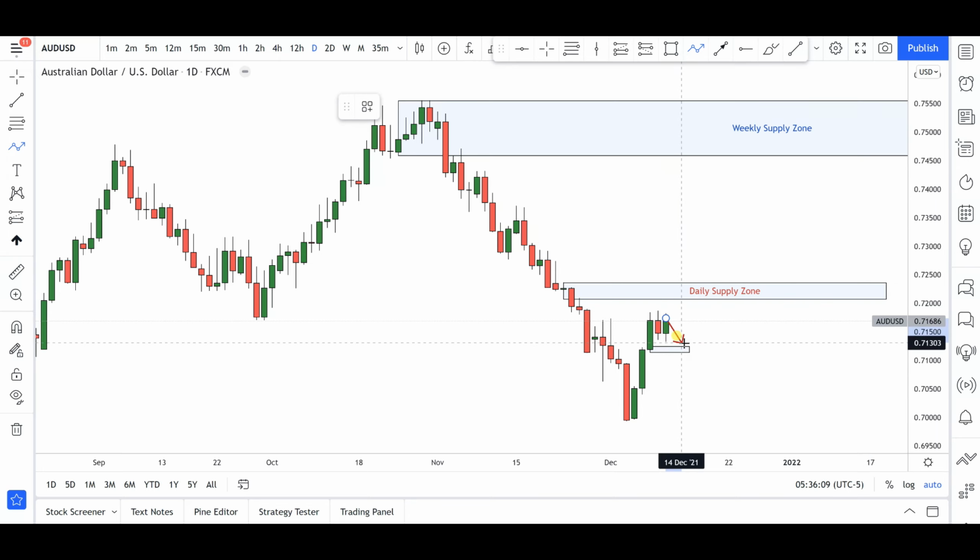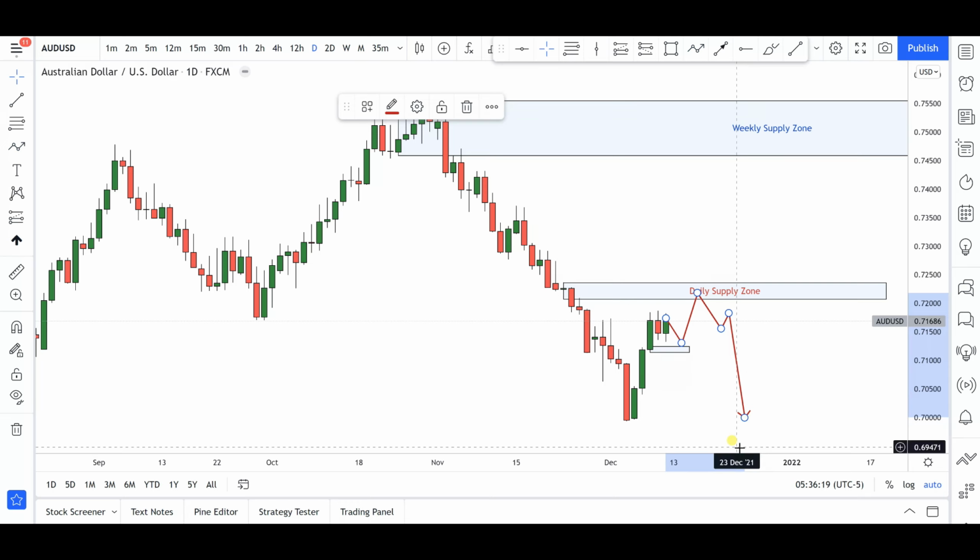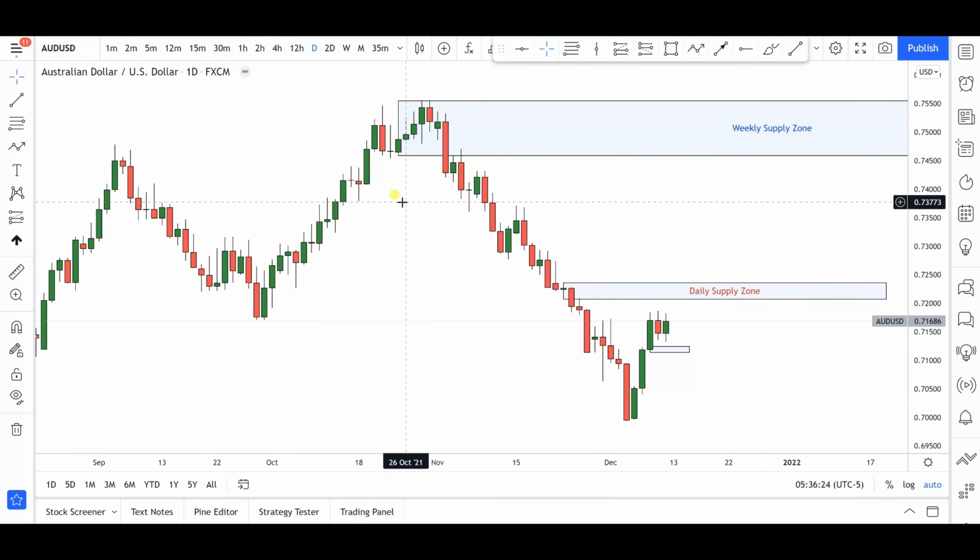I would love to see maybe price give me a push into that particular supply zone that we have just mapped out on the daily chart, and then from there, any reversals to the downside, I'll be looking for an opportunity to go short for another swing to the downside. That's Australian dollar US dollar, okay? That's at least what I can see.